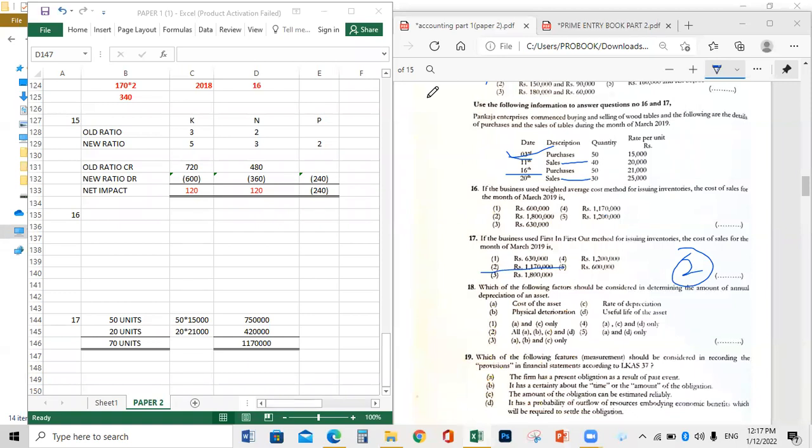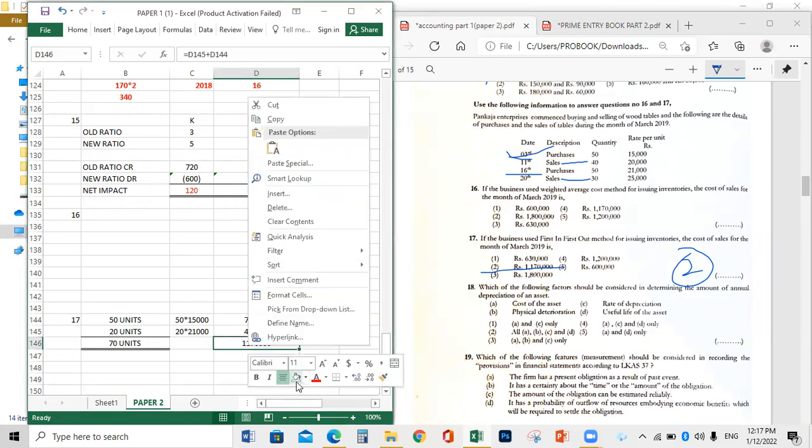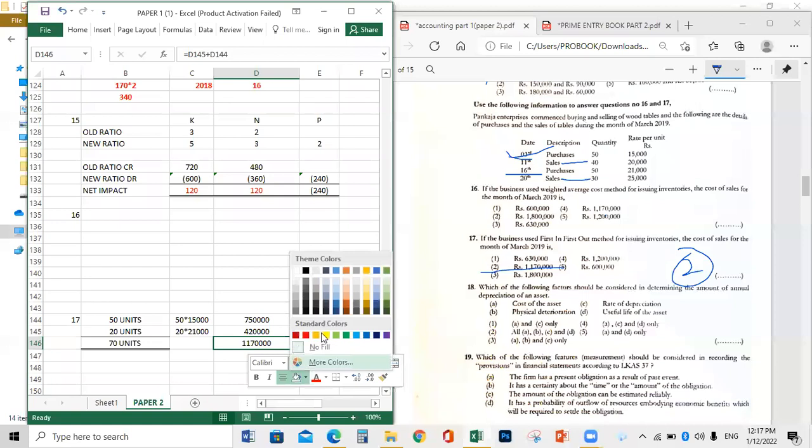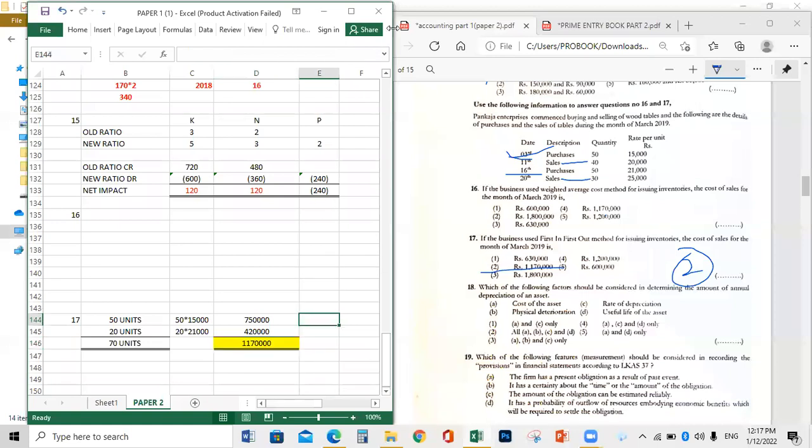You need another 20. So you will go to the next purchase, that is 16th March. But you don't need all of the 16th March. You only need another 20 because you have totally sold 70 units and 50 units were already taken from 3rd March. Clear? So that is why we took it from the next one, that is 16th March. So the total final answer will be 1,170,000. Now are you clear?